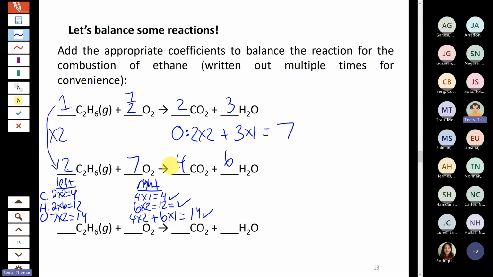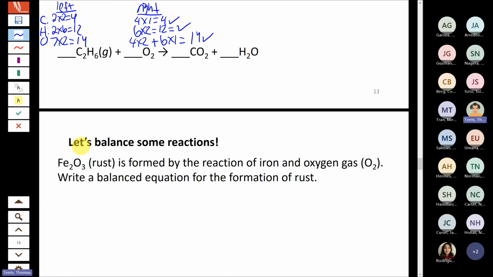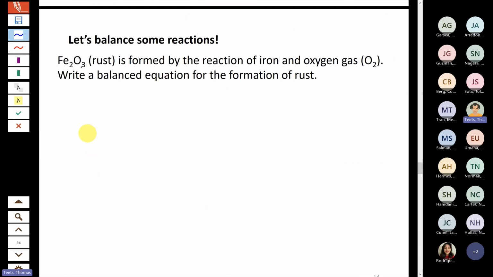All right, so any questions on that? All right, let's do one other one. This time it's not a more complicated situation to balance. It's just one that we have to actually write out the reaction products that are not directly given to us. So rust, which is Fe2O3, is formed when iron reacts with oxygen. So write a balanced equation for the formation of rust.